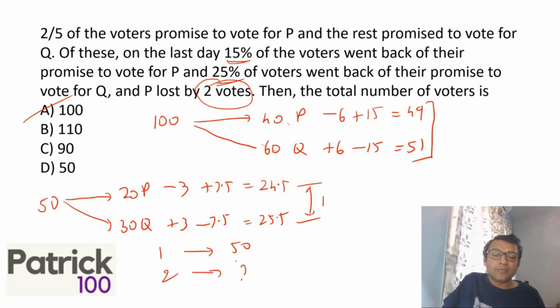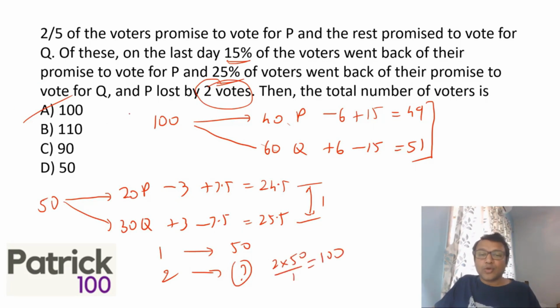Then what is the total number? Cross multiply 2 into 50 upon 1, you will get 100 as the answer. So you can take any value, because everything is given in percentage, remember, and solve, and whatever answer you get, you can cross multiply and get the actual answer. This you can do in your mind also, and it's easier to solve this way than forming equations, which could take a longer time.